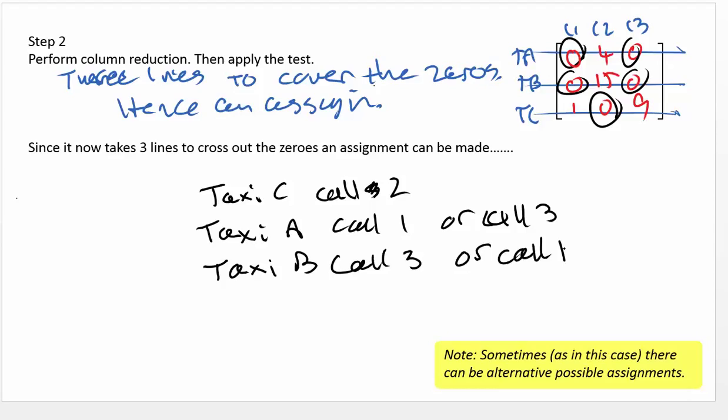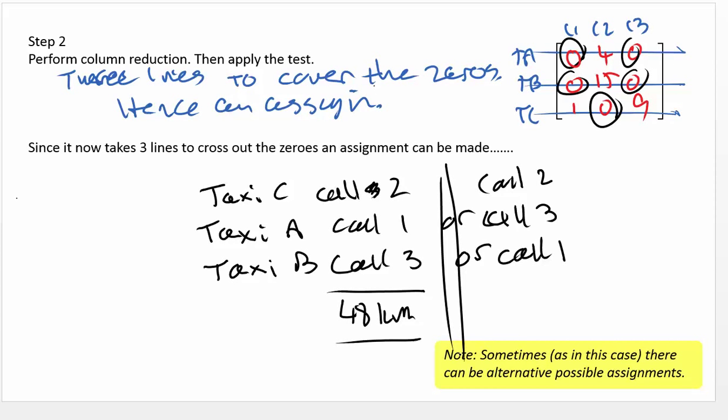What remains for me is to go back to the original data, and what I will find is that in this instance, this will add to 48 kilometres, or the second option, call 2, call 3, call 1, will also give me 48 kilometres as well. Take some time to check this before proceeding.